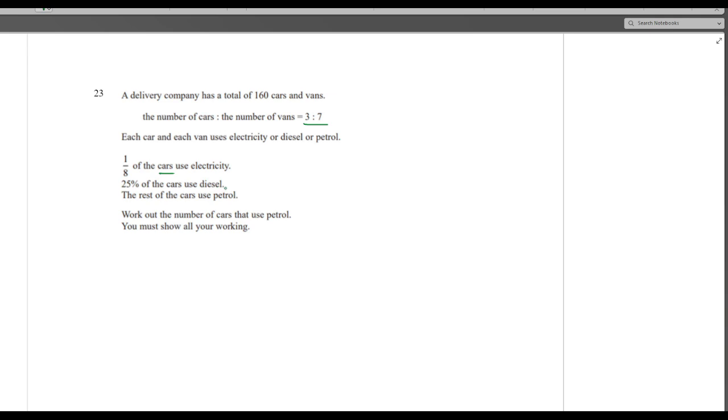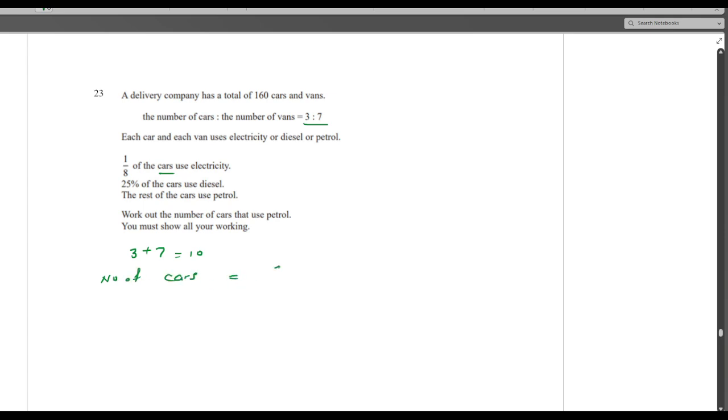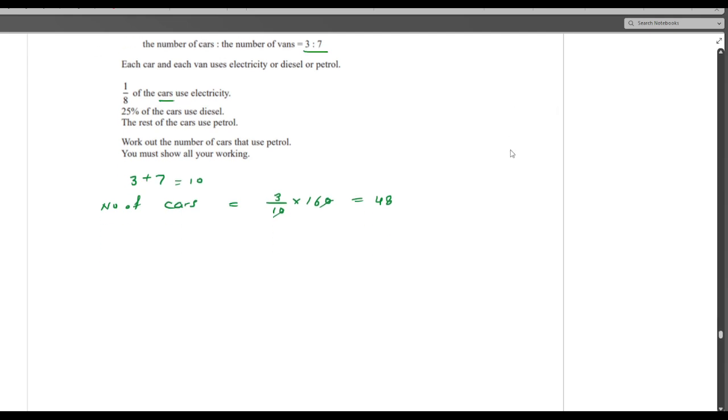So first let us figure out the number of cars. So 3 plus 7 is 10. So your number of cars is 3 divided by 10 times the total 160 cars and vans we have. So it is 16 times 3, 48. So 48 is the total number of cars. Now 1/8 of the cars use electricity. So 1/8 of this total number of cars, 48, that is 6 use electricity.